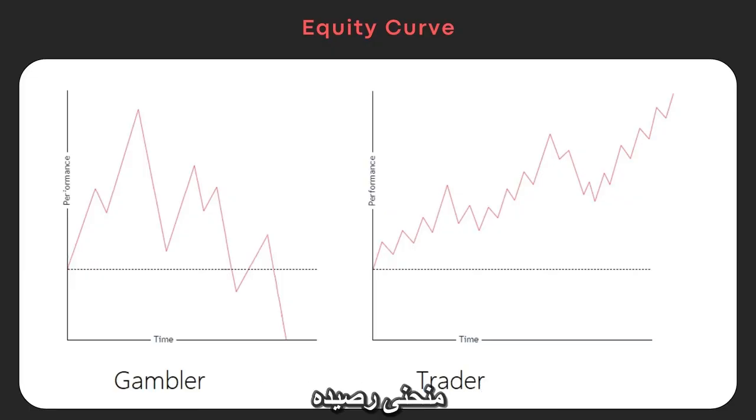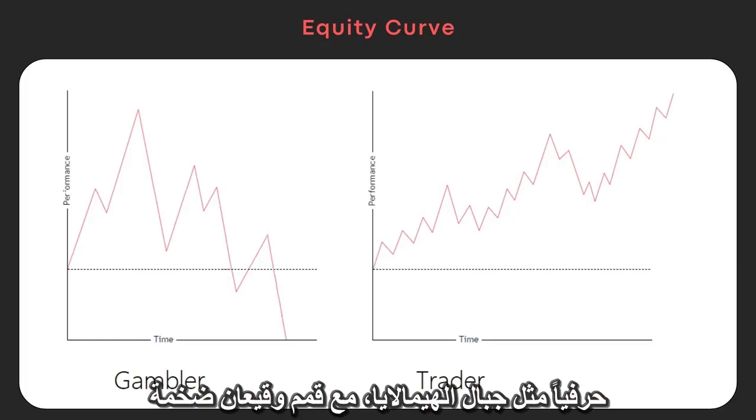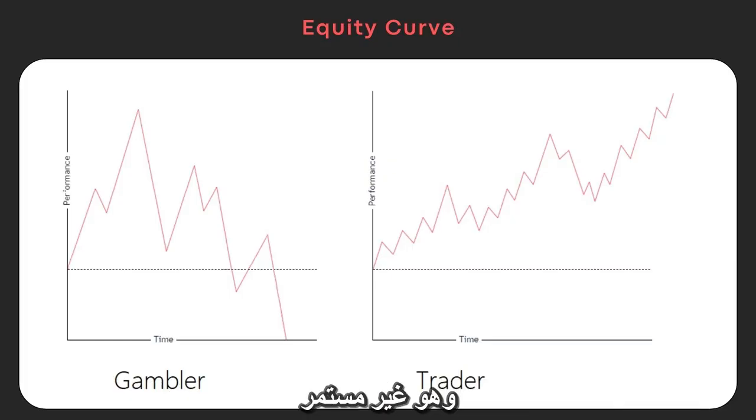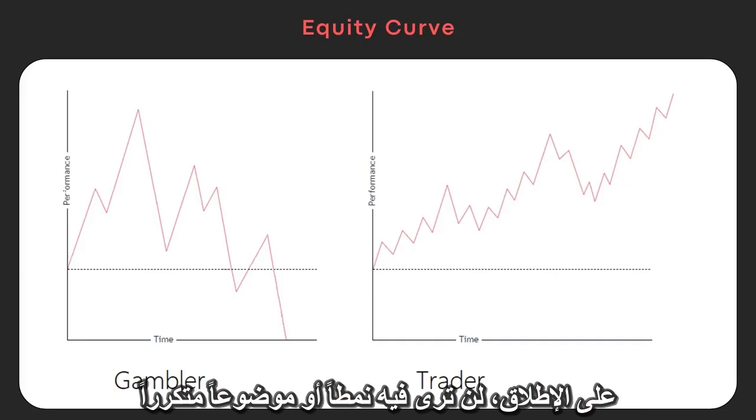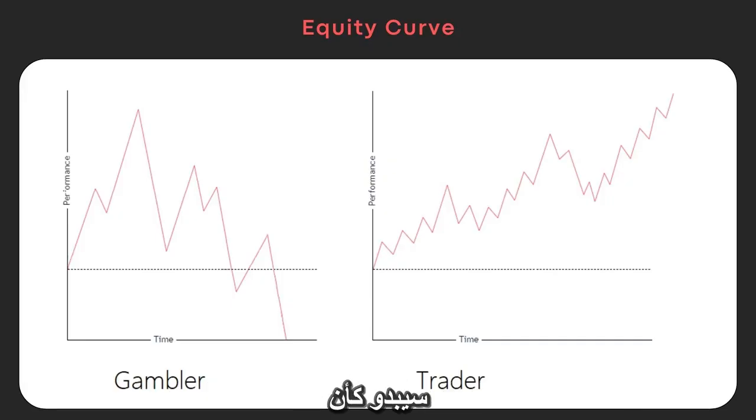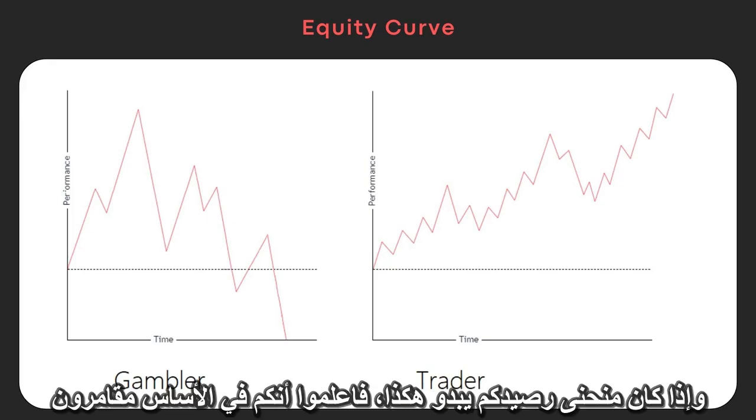Their equity curve literally looks like the Himalayan mountains, right? With huge peaks and troughs, right? And it's not consistent at all. You would not see a theme or a pattern in it, right? It would look like someone's having a stroke, literally. And if your equity curve looks like this, then just know that you're basically a gambler, right?